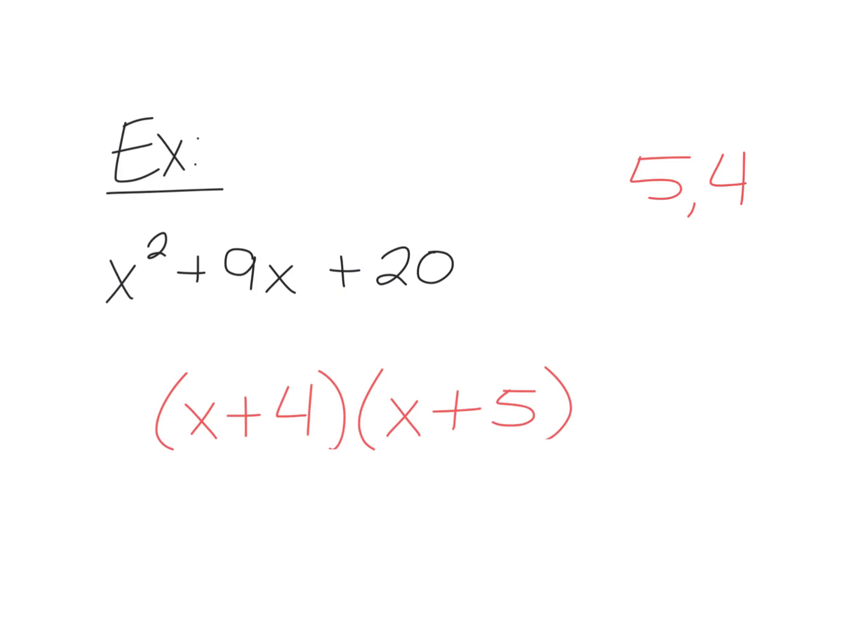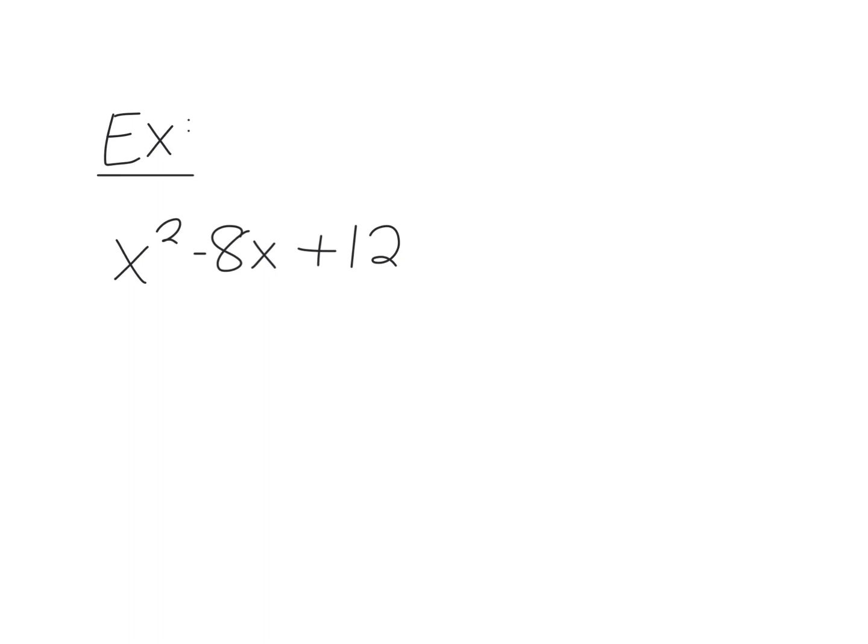So not all of them are going to be as nice. What I mean by that is not all of them are just going to be positive. Okay, so let's look at this example. We have x squared minus 8x plus 12. What's different? There's a negative in there, okay? So we have negative 8 and positive 12. We want numbers that still add up to negative 8 and multiply to give us 12. Go ahead and I'll let you think about it for a second.